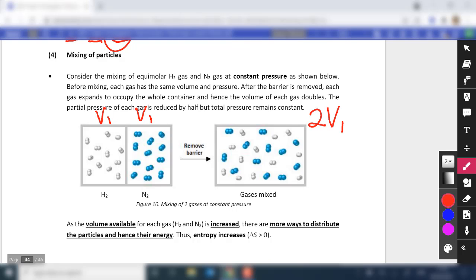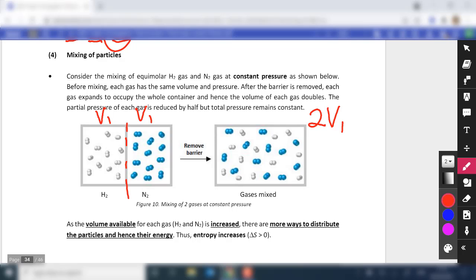Now, if I remove this particular barrier, you notice that for each hydrogen molecule, or for that matter, each nitrogen molecule, after the barrier has been removed, its accessible volume actually doubles in this case. So when its accessible volume doubles, it allows more ways to distribute the particles and the energy.